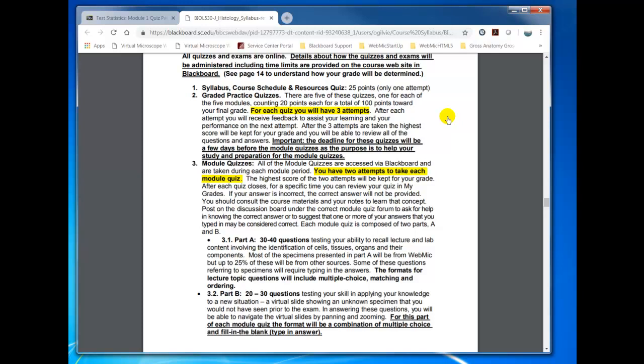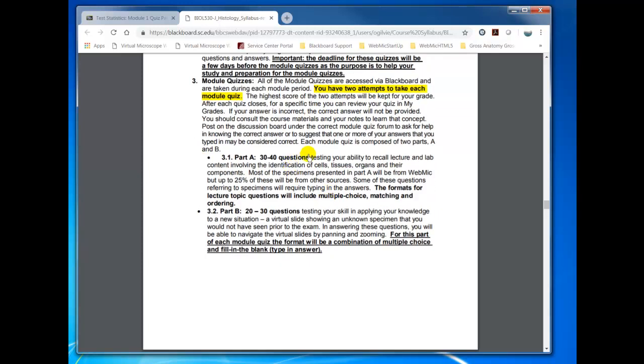All the quizzes, including the graded practice quiz as well as the module Part A and Part B quizzes, are available at the very beginning of each module period and remain available until the module ends. You're given 2 attempts to take each of the module quizzes. Part A, I encourage you to read this, but let me just point out it's a test of your ability to recall lecture and lab content involving the identification of cells, tissues, organs, and their components.